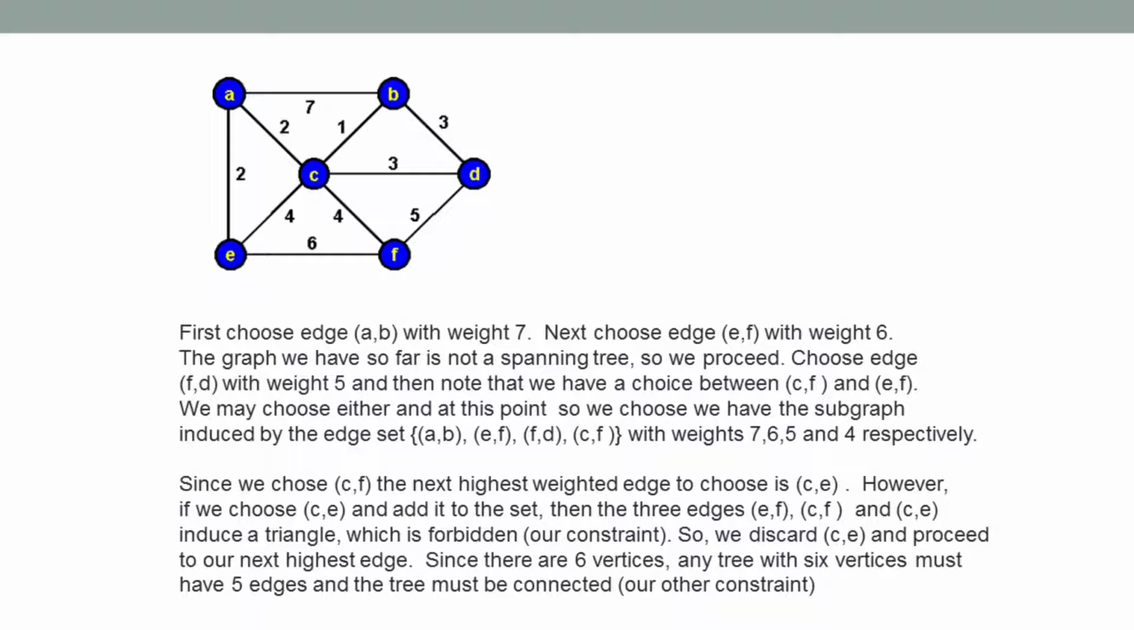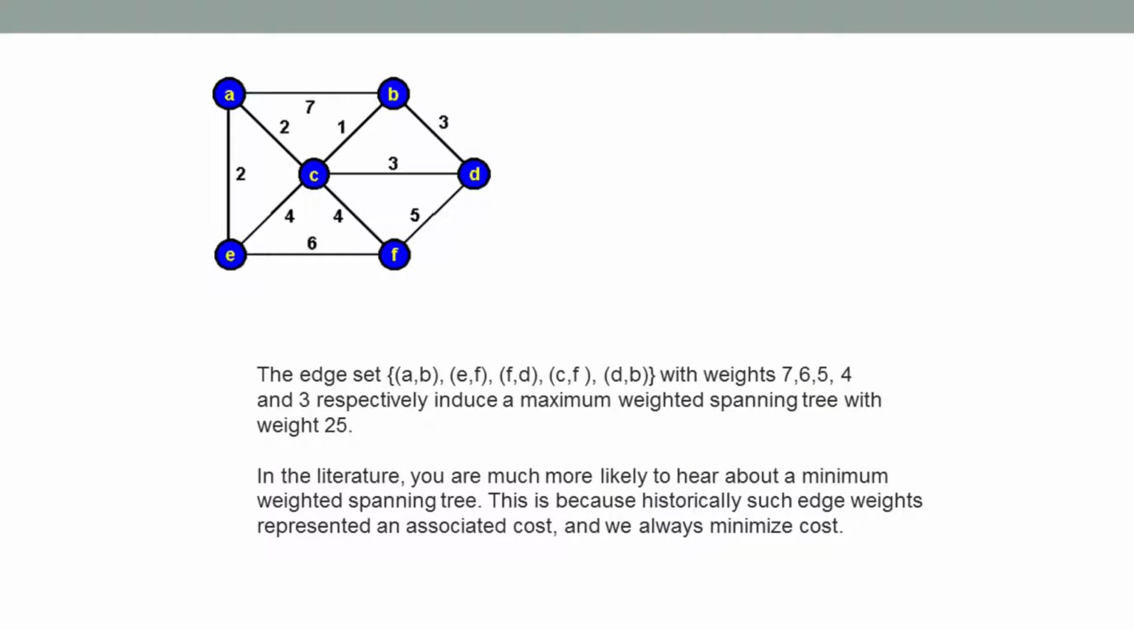The next heaviest weight is 3, and we can again choose either CD or BD. So let's choose BD. And then that picks up an edge of weight 3.